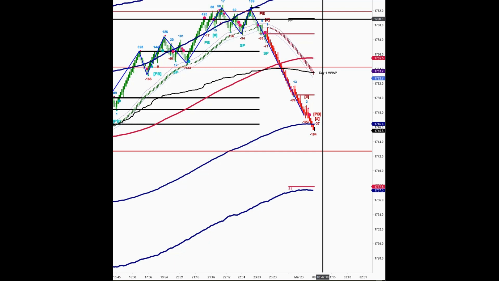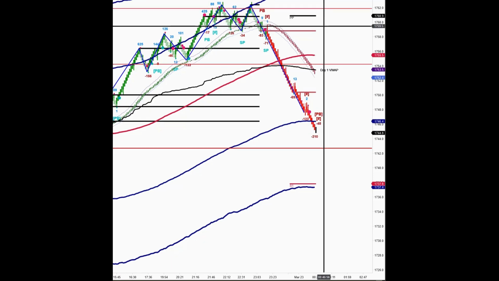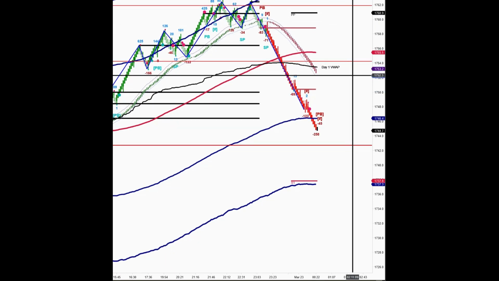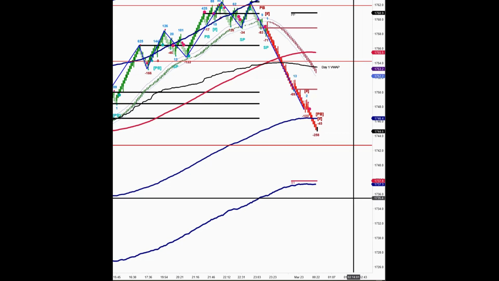Again, 8:30 Eastern Standard Time, several news economic reports, and then, of course, the RTH Open initial balance for the first hour.